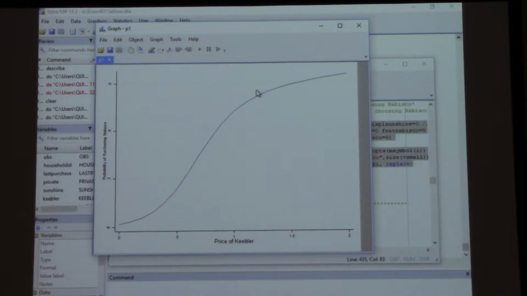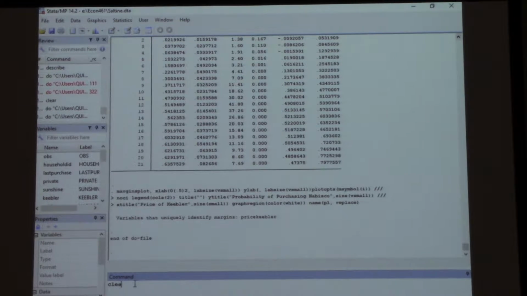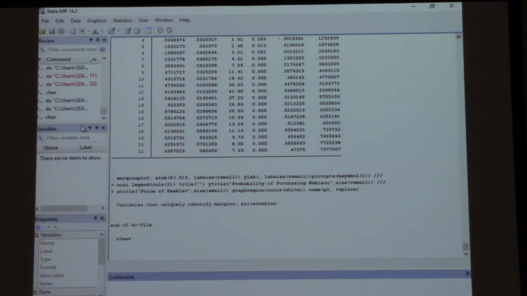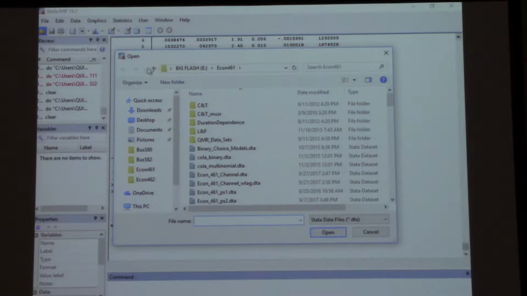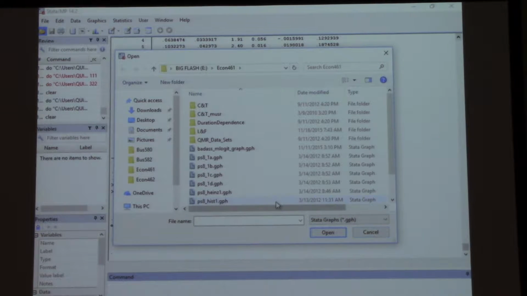So what does this say? This says that as the price of Keebler increases, the probability of purchasing Nabisco increases. So it's the cross price effect. And essentially what we want to do is get this, and you're going to close this. Here's the graph we want to be able to reproduce. I'm going to cut to the chase. Static graphs. It's this one right here.